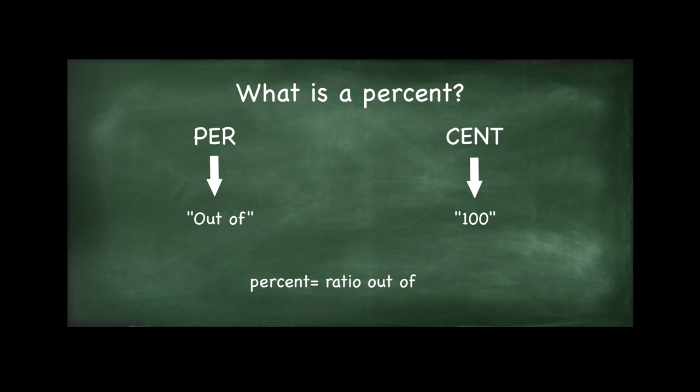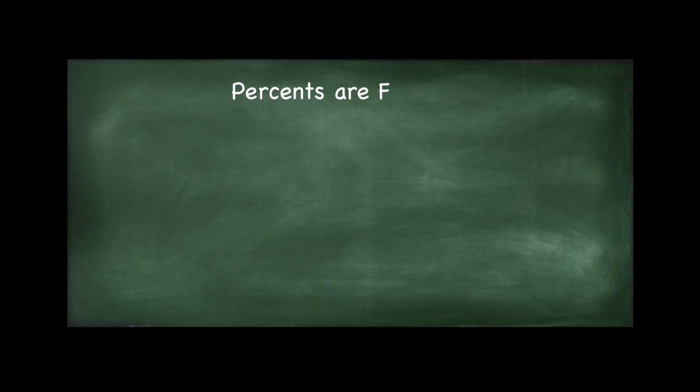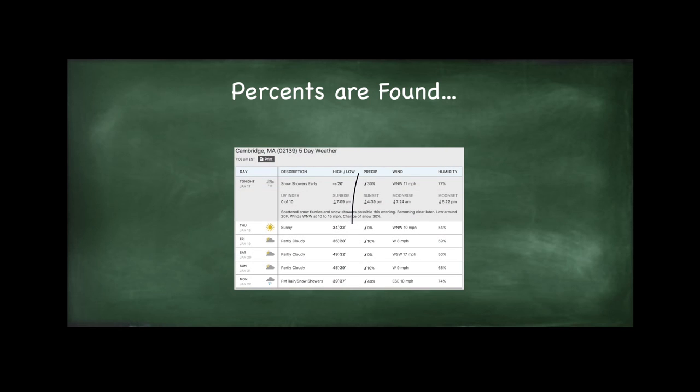We use percents to be able to compare ratios and fractions. It can be difficult to compare fractions or ratios when their denominators are different numbers. For example, if you are trying to compare 16/24 and 30/36, it is difficult because the fractions have different denominators. However, if we convert both of these to percents, they become easier to compare because they will both be out of 100. 16/24 is 67%, and 30/36 is 83%. Therefore, 30/36 is greater.